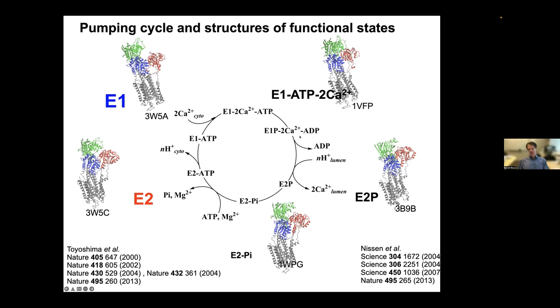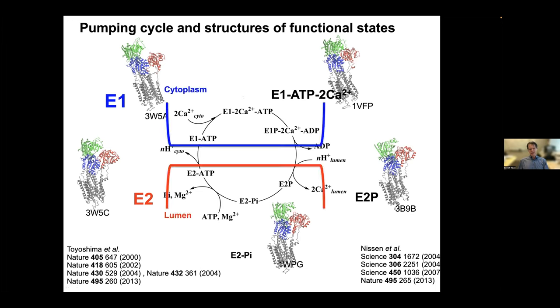And for most of these states, there are crystal structures, and this is the PDB ID of these crystal structures. So it's pretty stunning that we have access to all these crystal structures. And on one side of the pump, the E1 side, the binding sites of the ions are more accessible to the cytoplasm.